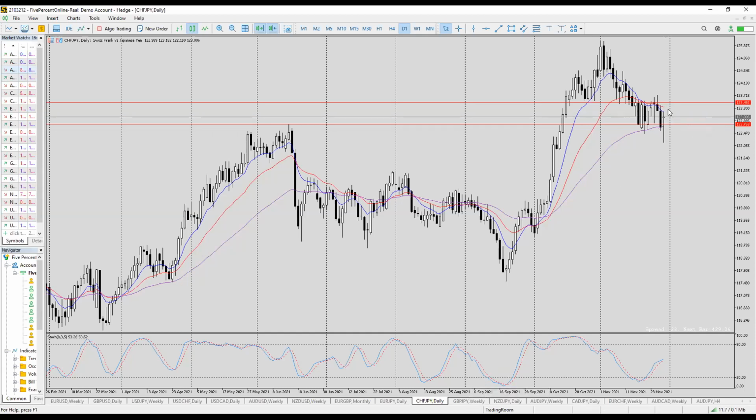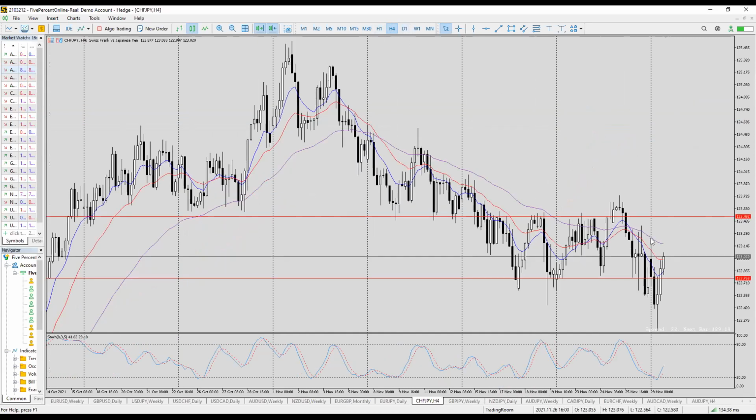If this daily candle closes as a doji or pin bar, we could see some more move to the upside. But again, be careful. We are in a range. Okay, the trend is not clear at the moment.